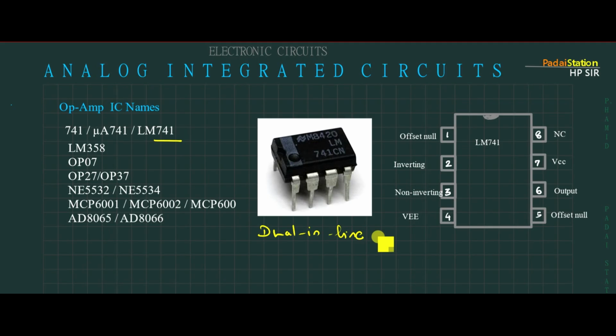So here is offset null, inverting and non-inverting inputs are applied, and it's minus VEE and plus VCC.